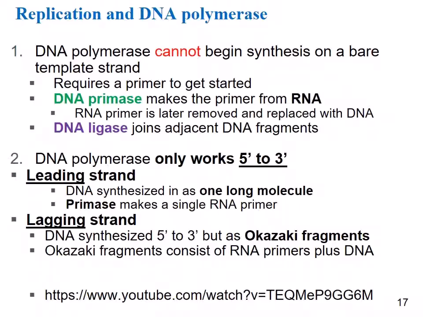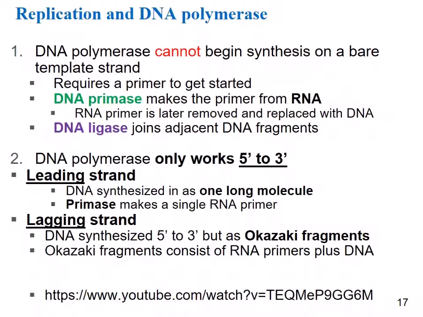So something called DNA primase, or some books call it RNA primase, but either way, DNA primase primes the system here and gets it ready for DNA polymerase. So DNA primase makes a primer from RNA, and then that allows DNA polymerase to join. This RNA primer is later going to be removed and replaced with DNA, and these little pieces of DNA that are not quite hooked together totally will be hooked together by something called DNA ligase.